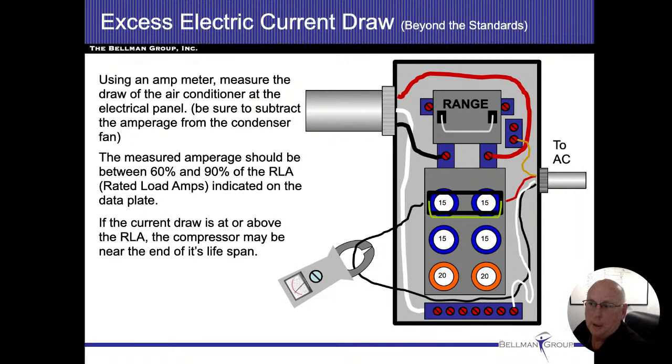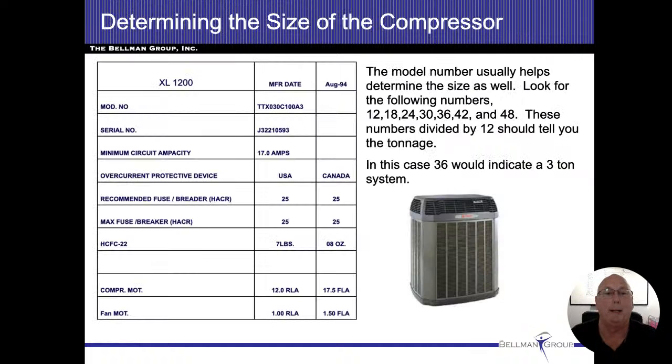This is just a little bit above and beyond what most home inspectors do, but I actually kind of like it a little bit. Let's see if I go back a couple slides. And we go back to this data plate here. Something that I didn't talk about was the rated load amps. So if you look at the bottom of that chart, you can see the compressor motor has rated load amps of 12 amps. The FLA stands for full load amps. Sometimes you'll see LRA, and that stands for locked rotor amps.